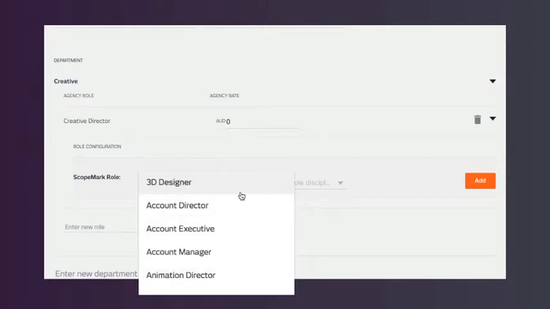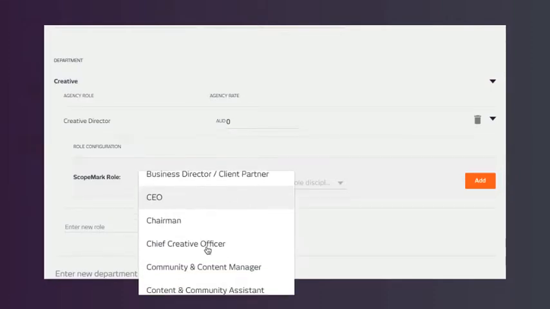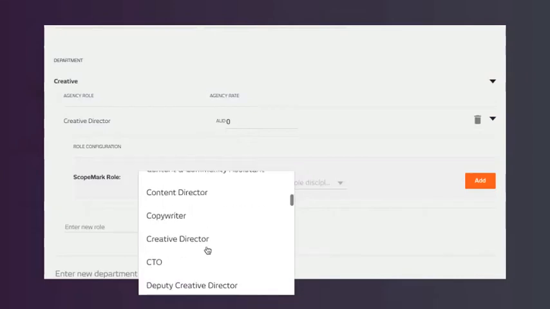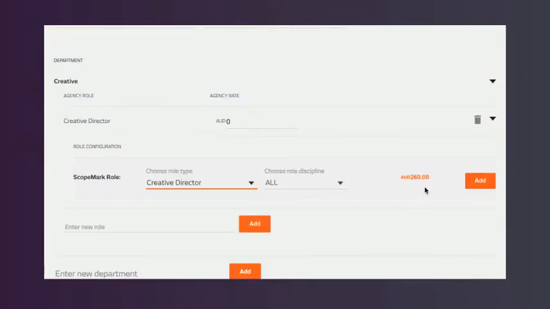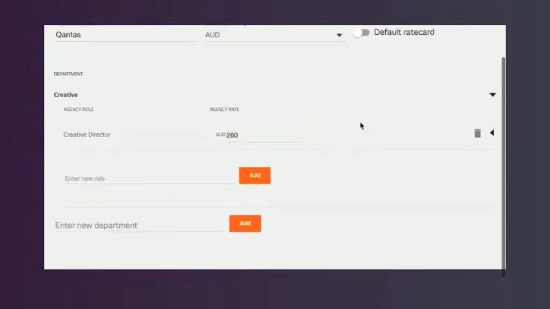So all I do is go to the drop down, look for a similar role in the database, and Scope is telling me that the average charge out rate for a creative director per hour is $260. So if I kept this at $200, I would have been underselling my services. To keep it within the industry standard, I can match it to what Scope is suggesting. I can go higher, I can go lower. It's up to me, but at least I know what the ballpark is.